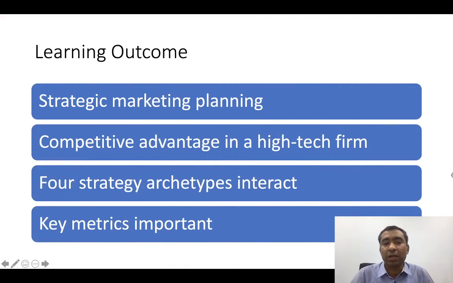Today we are going to learn about 4 basic concepts. The first: what is strategic marketing planning. The second: we will see how competitive advantages can be gained in any organization or high-tech firm, and how they can use it for their marketing purposes. Third: 4 different types of marketing strategies and how these marketing strategies can work for any organization. And finally, we will learn about the key marketing performance measurement metrics and performance indicators. So this is all the learning outcome for today's lecture.